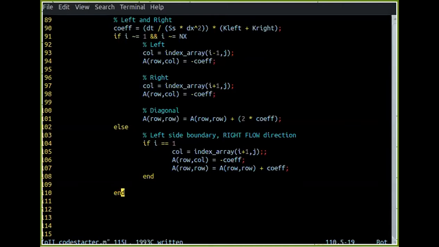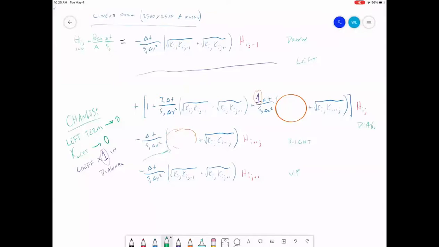I'll go through the same process with the right side boundary condition, and it's the same thing, but it's symmetrical, so it's looking at the other direction. But let's switch over to the whiteboard and run through that. It'll be kind of like a review of what we just did, except in the other direction.